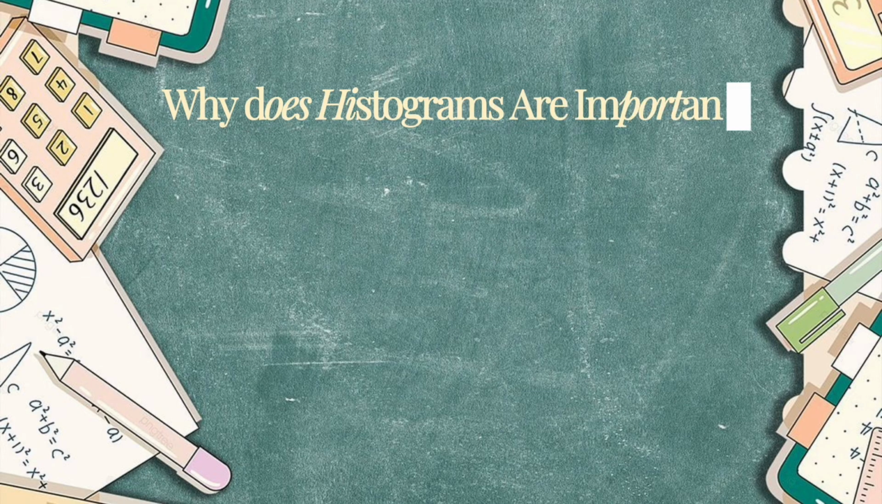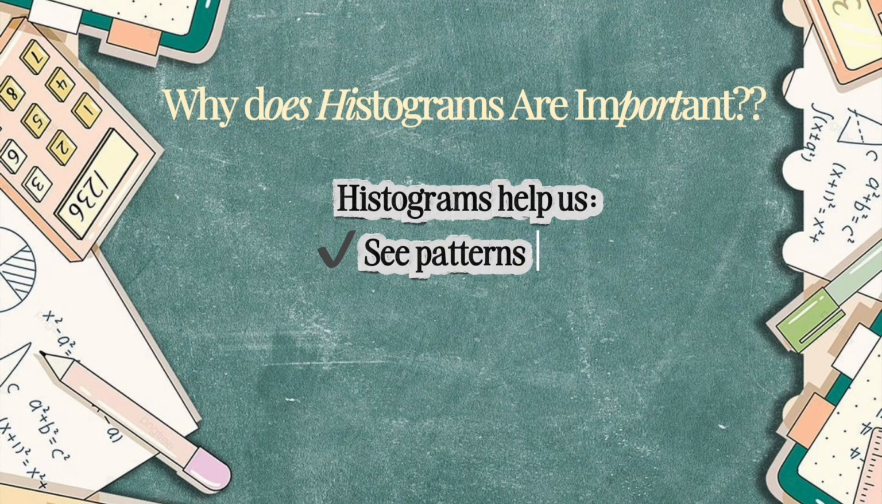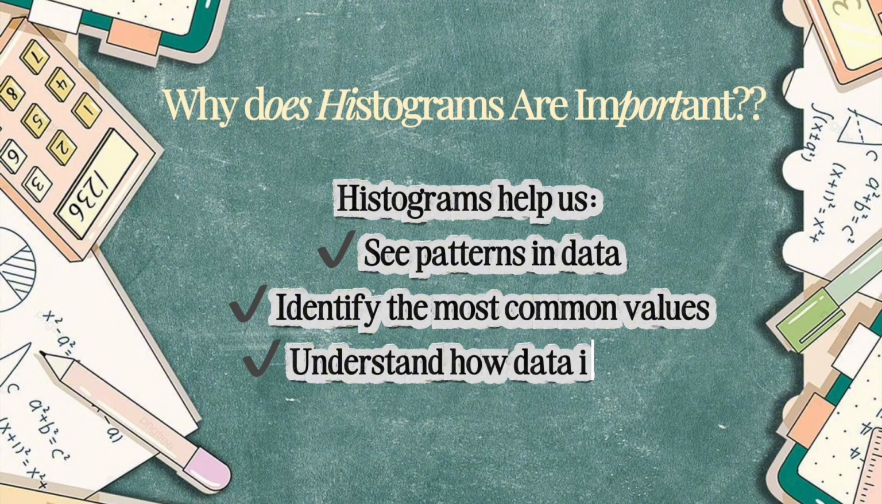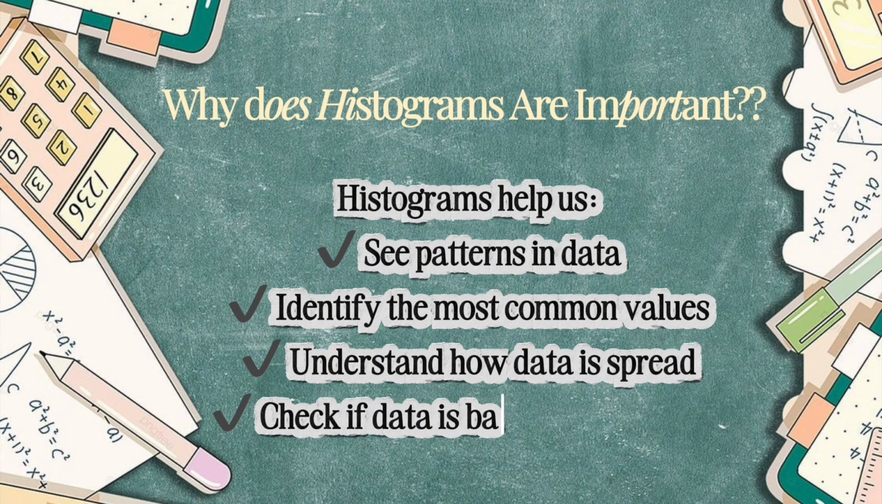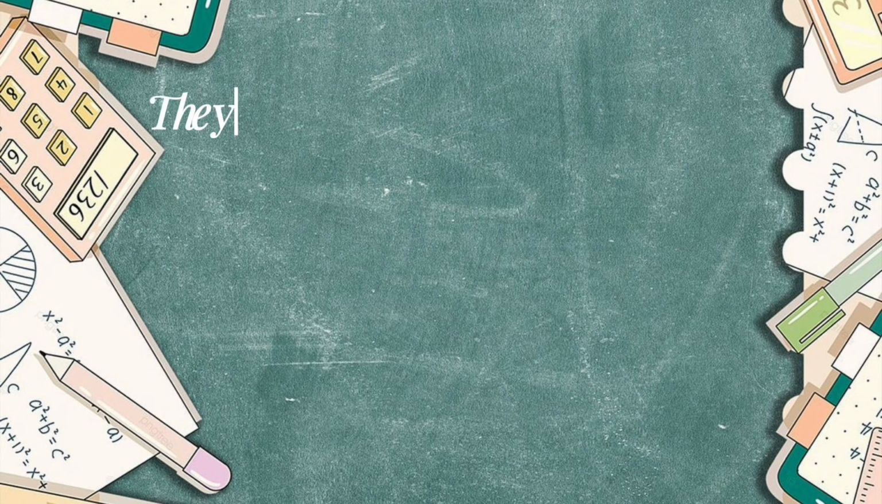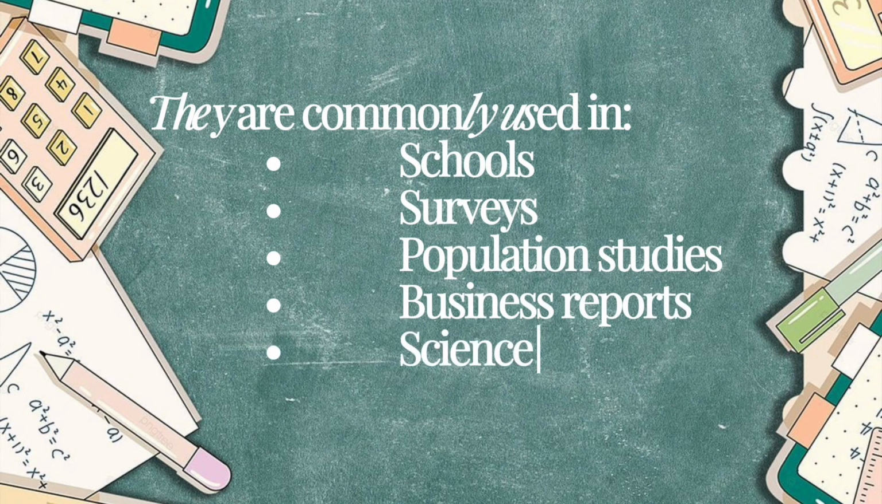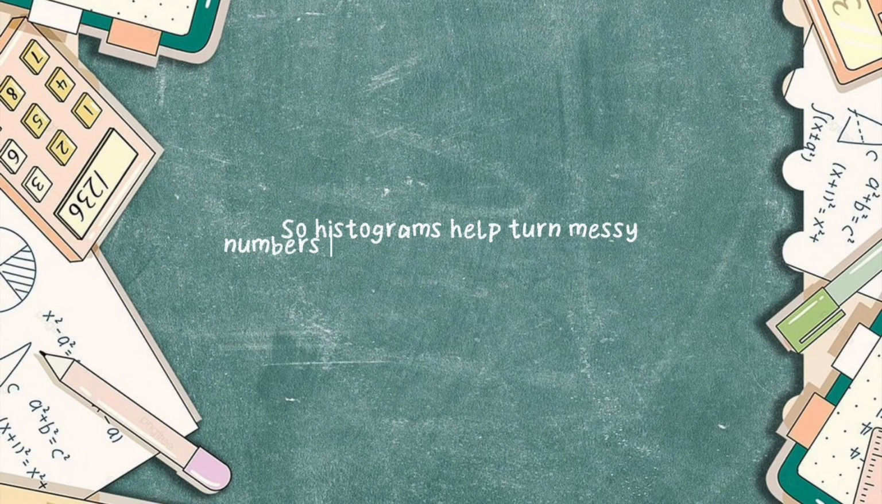Why are histograms important? Histograms help us see patterns in data, identify the most common values, understand how data is spread, and last, check if data is balanced or skewed. They are commonly used in schools, surveys, population studies, business reports, and last is science experiments. So histograms help turn messy numbers into something clear and visual.